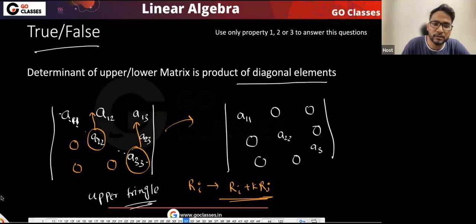Can you do this? I think we have already done this when we studied the reduced form, where we went from lower to upper, right? So if you do this, you will get a diagonal matrix, and finally you can say this is the same as a11 into a22 into a33. So using just properties 1, 2, 3, we can do this, right?